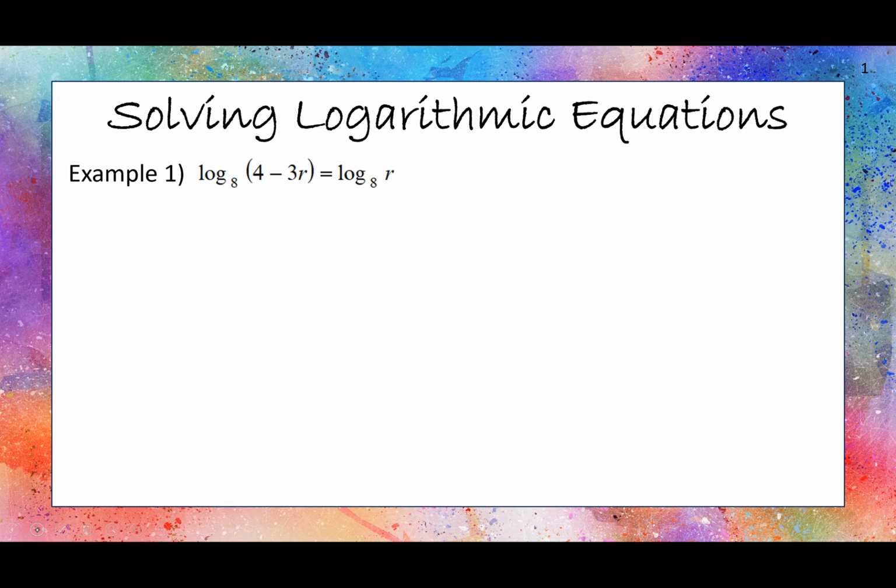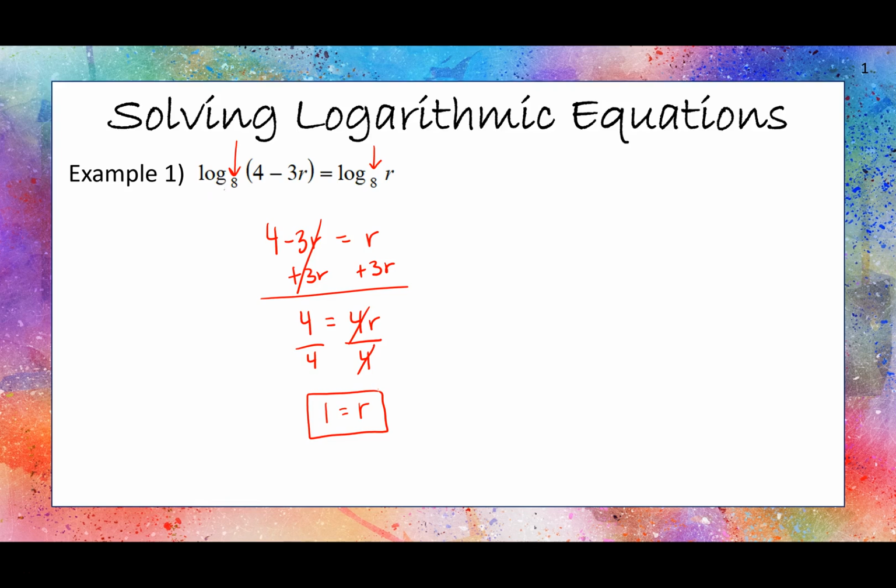So for example, here, notice that we have the same base, and that is base 8. So we can drop the log base 8, and we can say that 4 minus 3r is equal to r. So to solve for r, we would just add 3r to both sides. That disappears, and I get 4 equals 4r. Of course, we're going to divide by 4, and we get r equals 1. And we're done. So it's as simple as saying, hey, these are the same log bases, and then I'm just going to let this equal that.